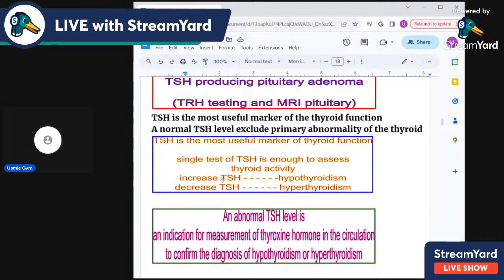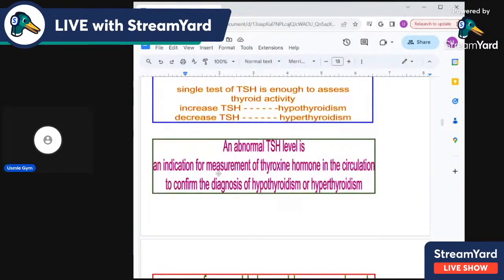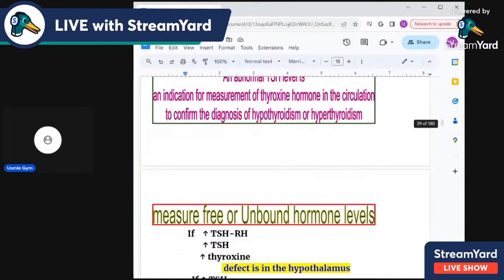TSH is the most useful marker of thyroid function. A single test of TSH is enough to assess the thyroid activity. If there is increased TSH, there is hypothyroidism. And if there is decreased TSH, then hyperthyroidism, because increased thyroid hormone decreases pituitary TSH production through negative feedback inhibition. An abnormal TSH level is an indication for measurement of thyroid hormone in the circulation.